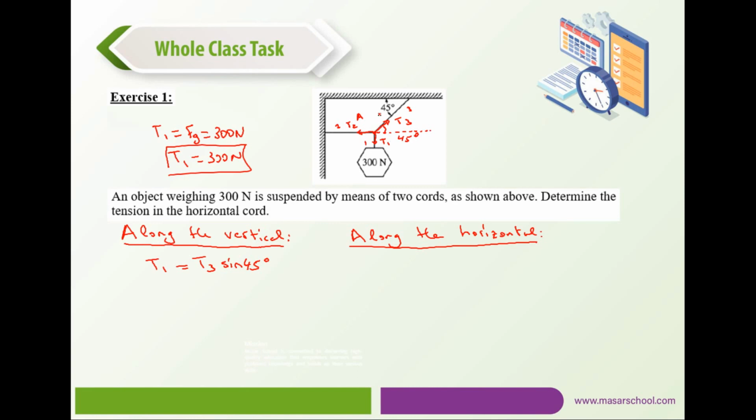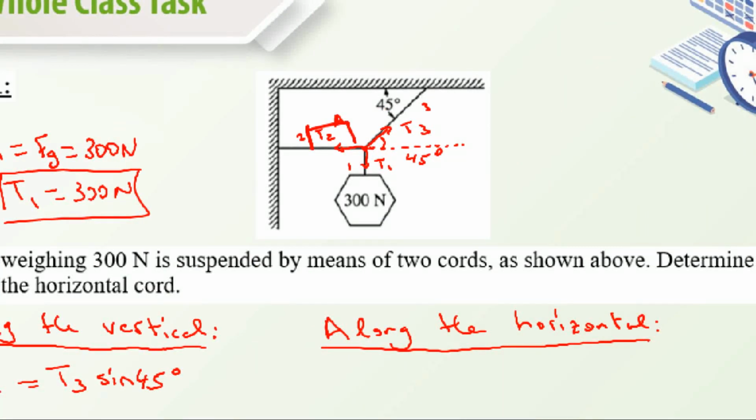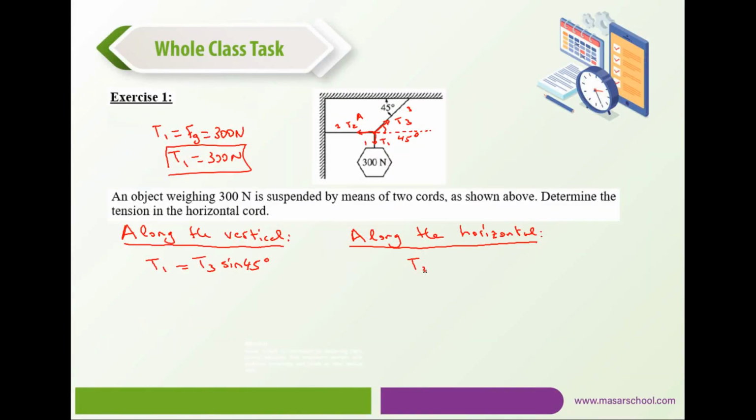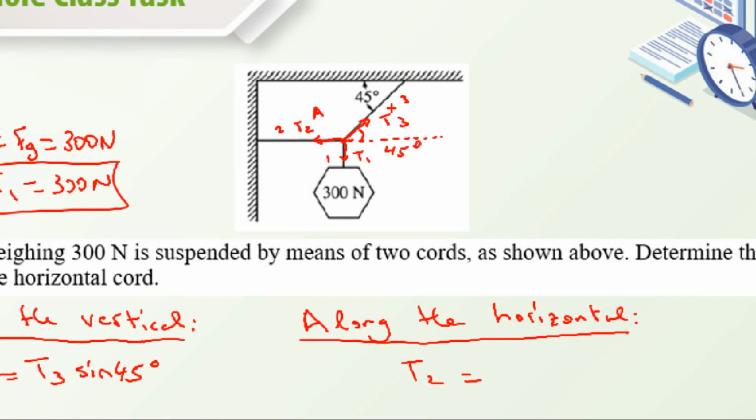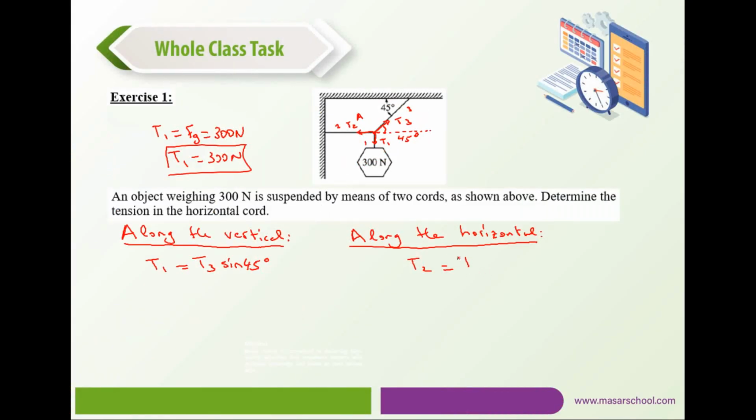So what are the forces acting along the horizontal? We have T2, which is left, being balanced by the horizontal component of T3, which is right, and given by T3.